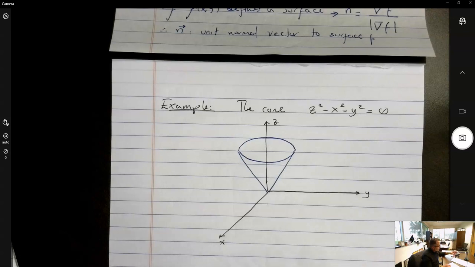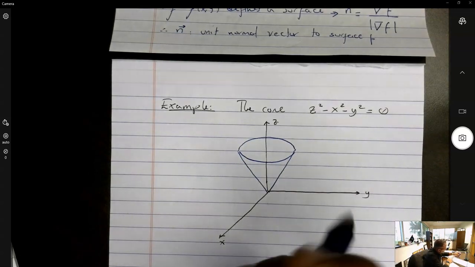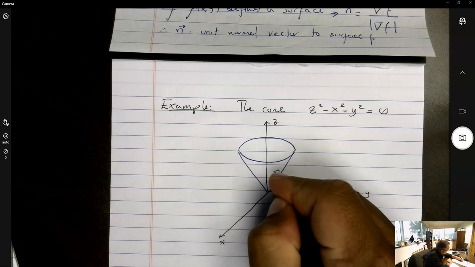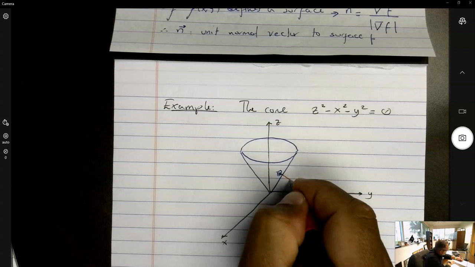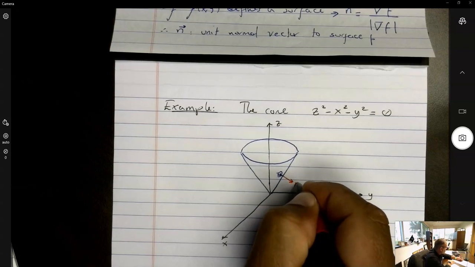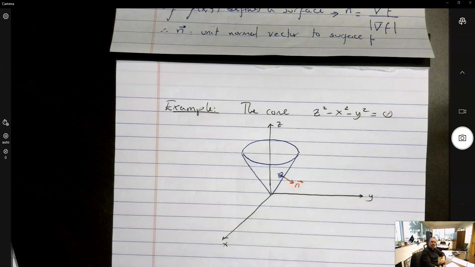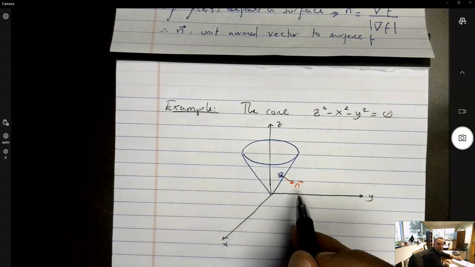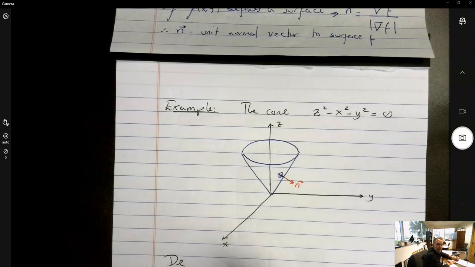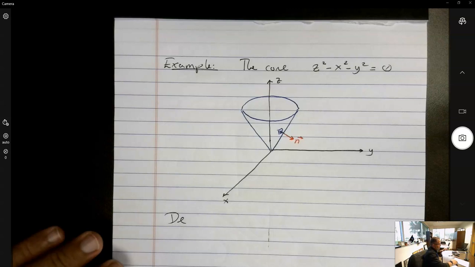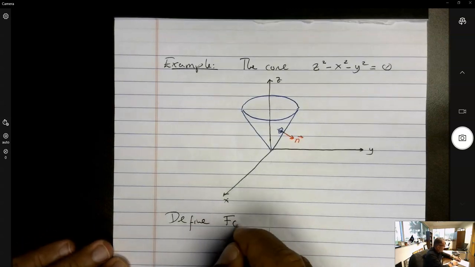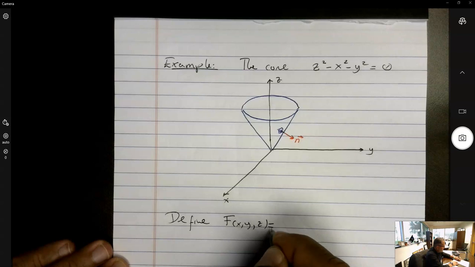And if we want to know at any particular point on the surface of this cone, let's say here, so that's a particular point on the surface of the cone, there's a normal vector that points perpendicular to that surface and is unit in length, and we call it n. If we want to find what are the coordinates of n, we define f of x, y, and z equals to a constant.